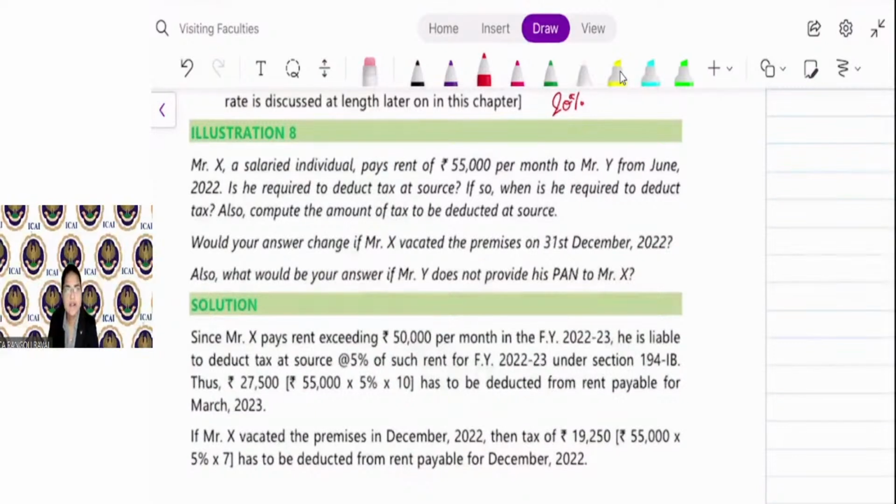Mr. X, a salaried individual, pays a rent of 55,000 per month to Mr. Y from June 2022. Now here Mr. X is a salaried employee, so he does not have any business in the last year, right? So section 194I is not applicable, but the rent amount is more than 50,000 per month, so section 194IB is applicable. Is he required to deduct tax at source? Yes. Mr. X is required to deduct TDS under section 194IB. Why? Because per month rent is more than 50,000 and 194I is not applicable.